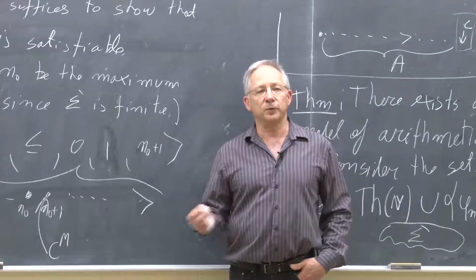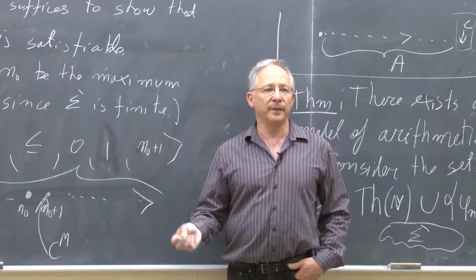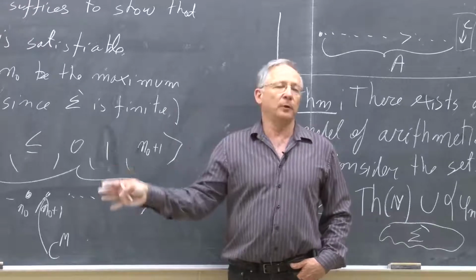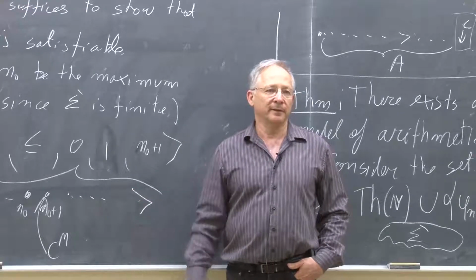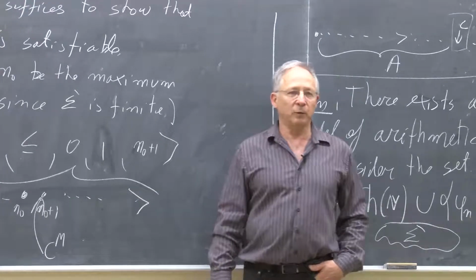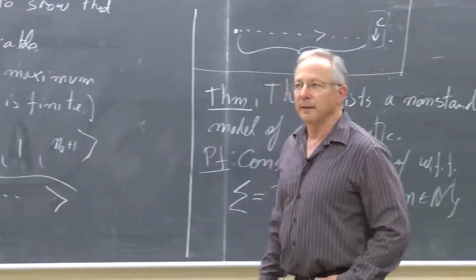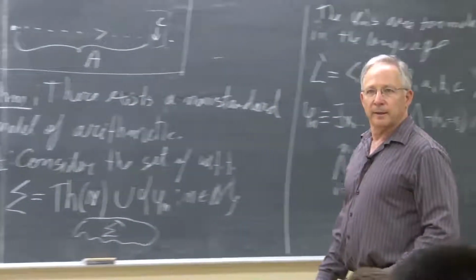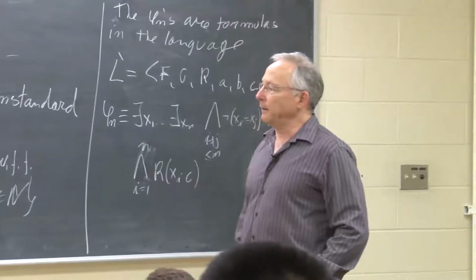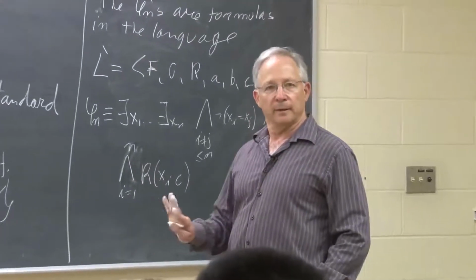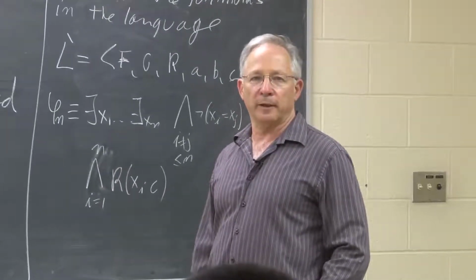It tells me if I can show that every sigma prime has a structure, then I don't have to worry about the whole sigma. That's what compactness tells you. That's the magic of compactness. If we can handle every finite sigma prime, then automatically we know that we can handle the full sigma.